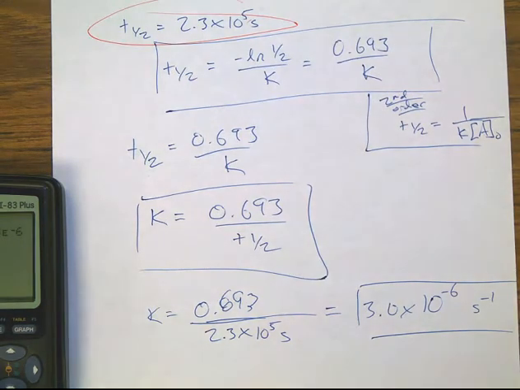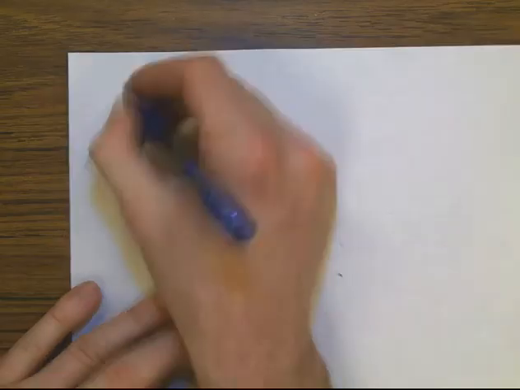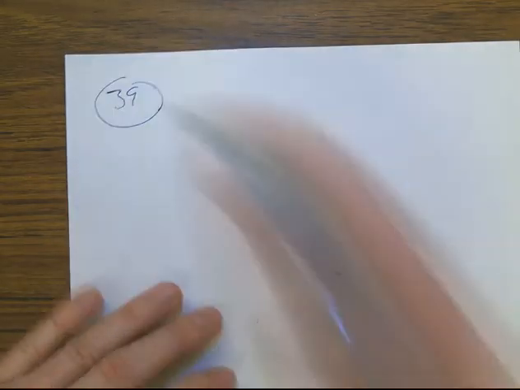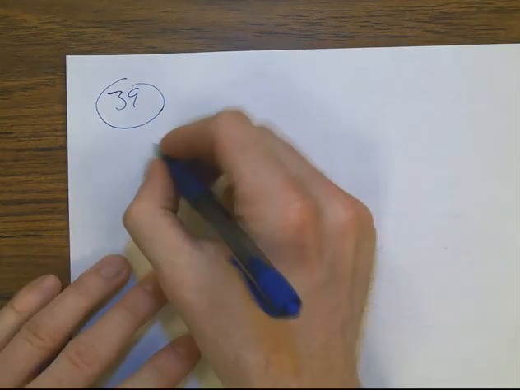Now what we're going to do is transition to solving problem number 39. In problem number 39, you're actually working with the exact same reaction. This time you're given a data table. I'm going to go ahead and quickly construct the data table that you're given.